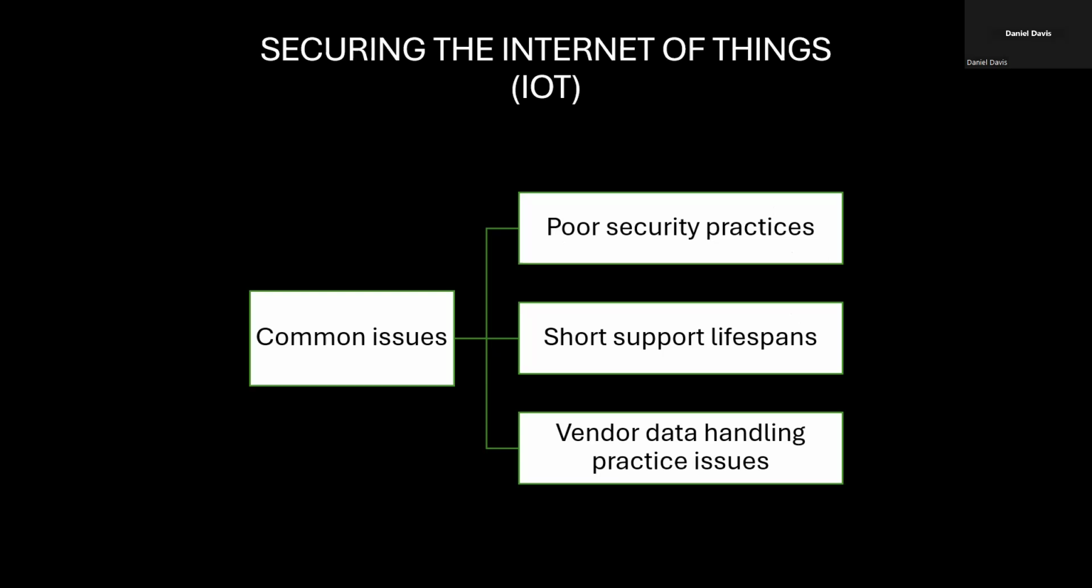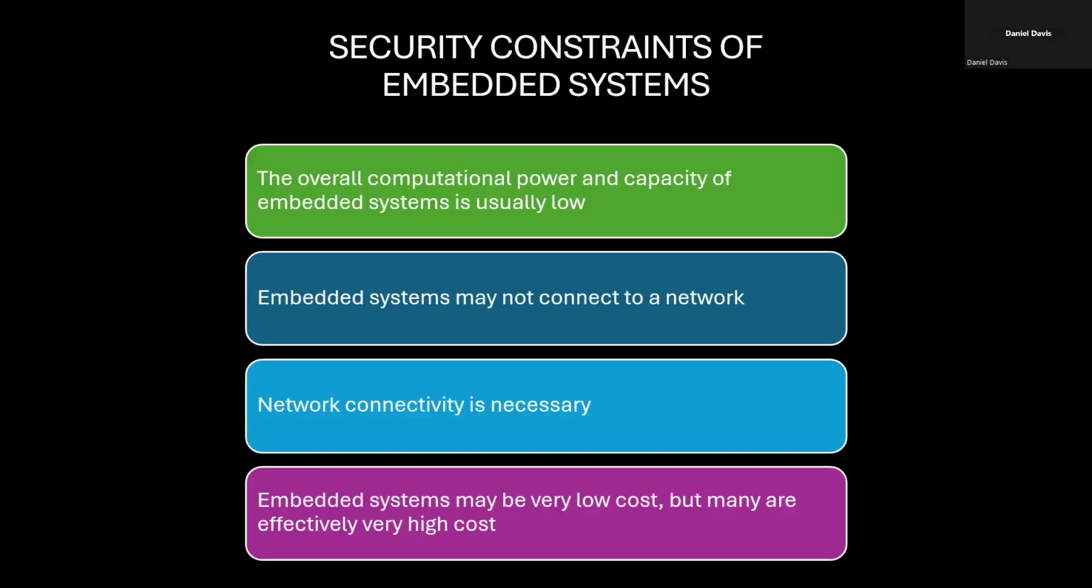Securing Internet of Things. These devices generally have poor security practices, short support lifespans, and the vendors may not have the best practices for how they handle our data or how they collect our data. These are some constraints that we may encounter with embedded systems.